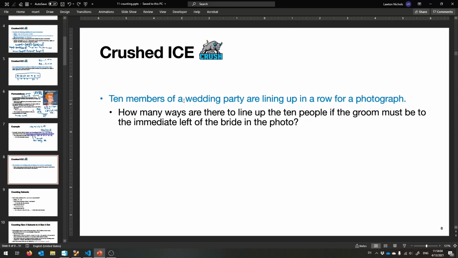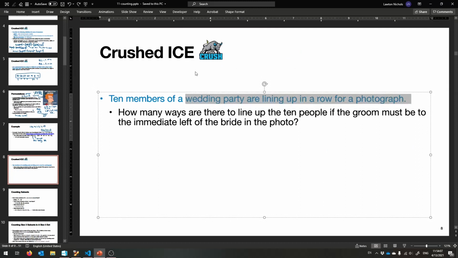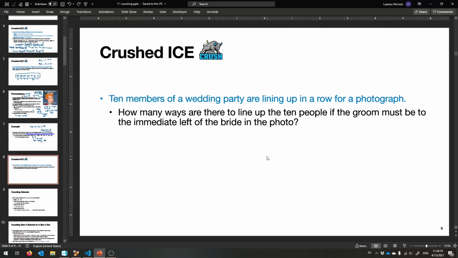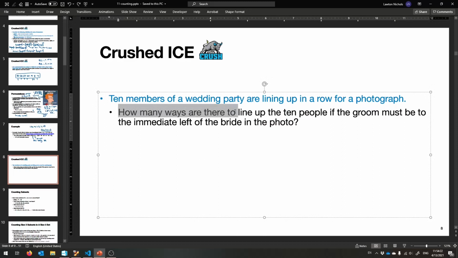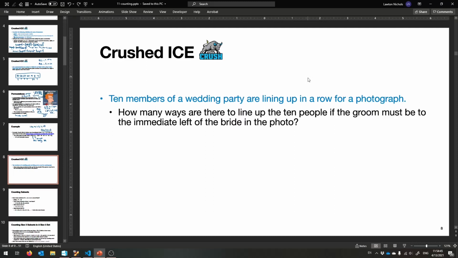Okay, now a question for you. Let's pretend that there is a wedding and everybody is lining up for a photograph, maybe 10 people, like all the people that were in the front or something. So 10 members of a wedding party are lining up in a row for a photograph, and we want to count how many different ways there are to line up these 10 people if you must always make sure that the groom is to the immediate left of the bride in the photo. For some reason, they always want to be on this side of each other, but you can put the other people anywhere else. So give that some thought, and then we'll come back and do it together.